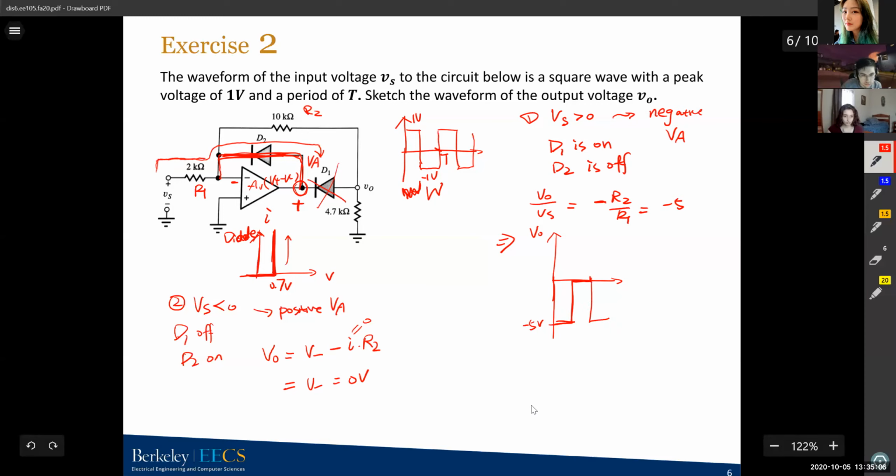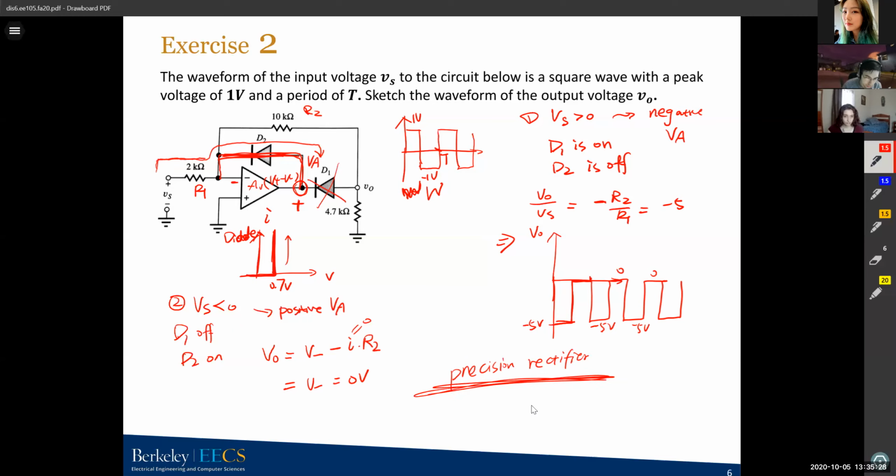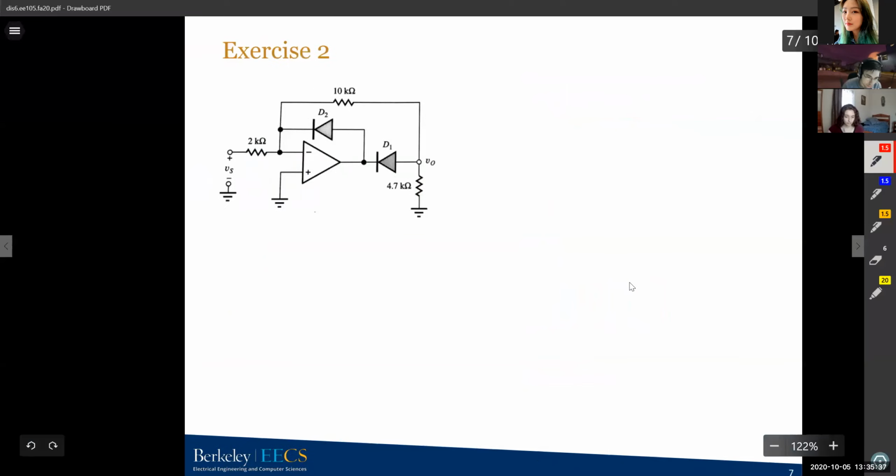So then we can just do it. That's how the output will look like. We'll have negative 5 volts, 0, negative 5 volts, 0, and move on. So this circuit is called precision rectifier. If you like, you can just Google it or learn it in detail. It's pretty good to know this circuit. This is how we solve this.